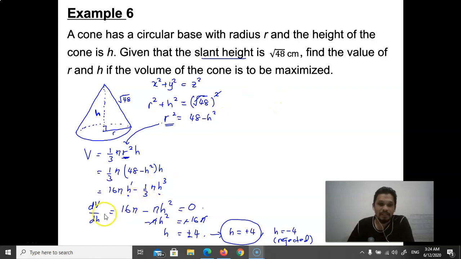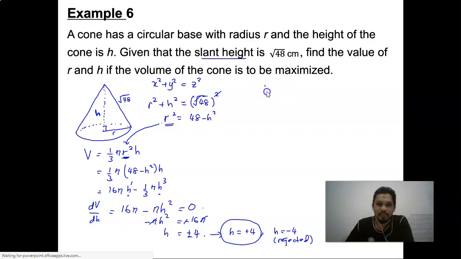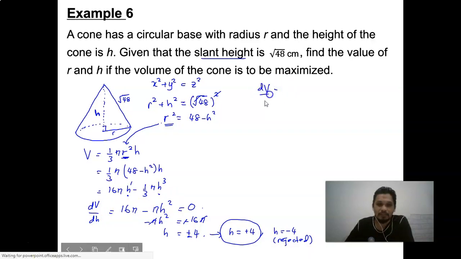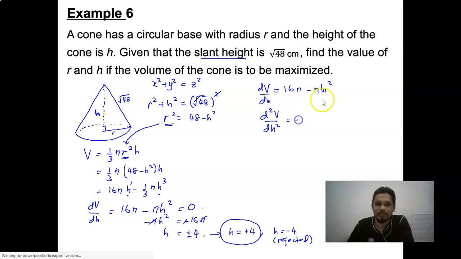Then we differentiate for a second time. dV/dh equals 16 pi minus pi h squared. Okay, I rewrite it here. Then we differentiate again to find the second derivative of V with respect to h. 16 pi is a constant, there is no variable h here, so its derivative is 0, minus 2 pi h.